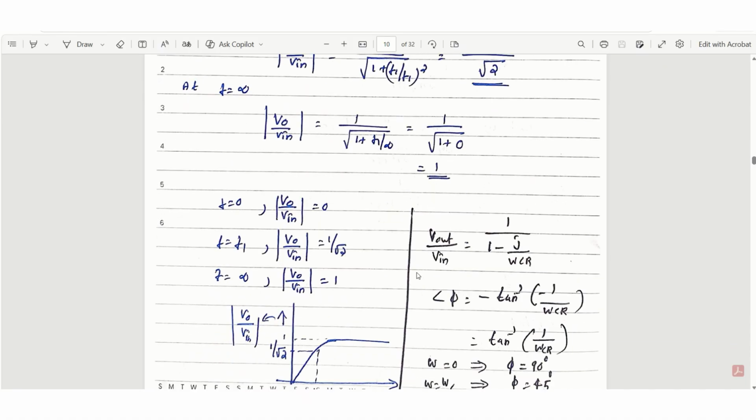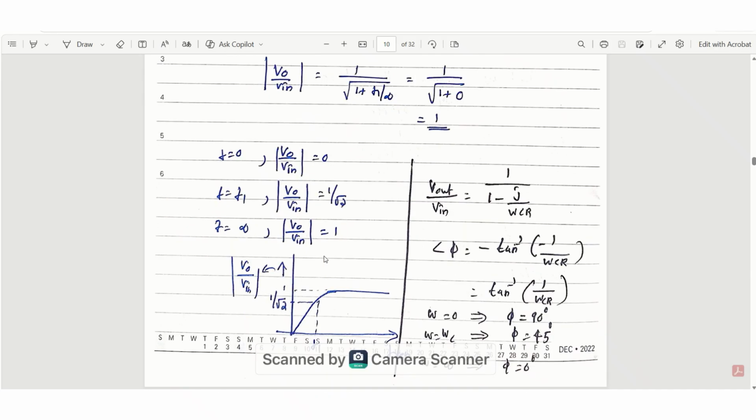By analyzing these three points, we can draw the frequency response curve of the high pass filter as shown in the figure. Along the x-axis we are taking the frequency, and along the y-axis we are taking the gain component. V0 by Vin is plotted on the y-axis, and on the x-axis we are taking the frequency.